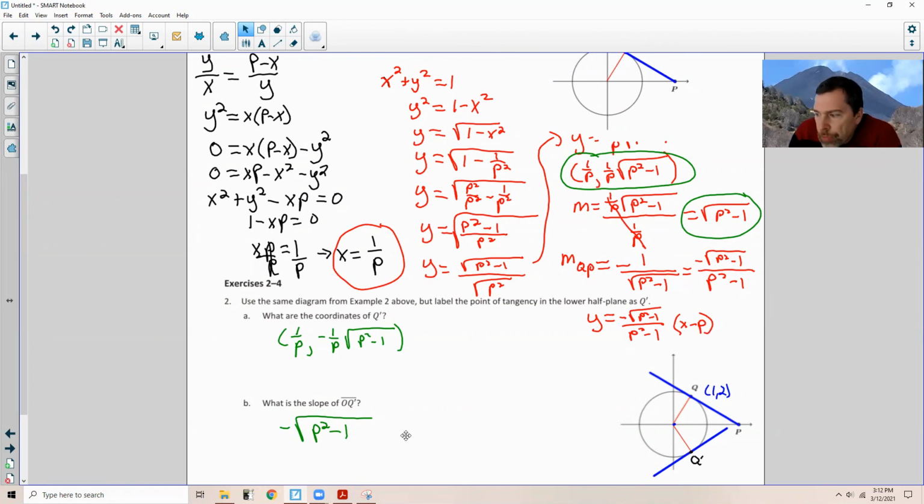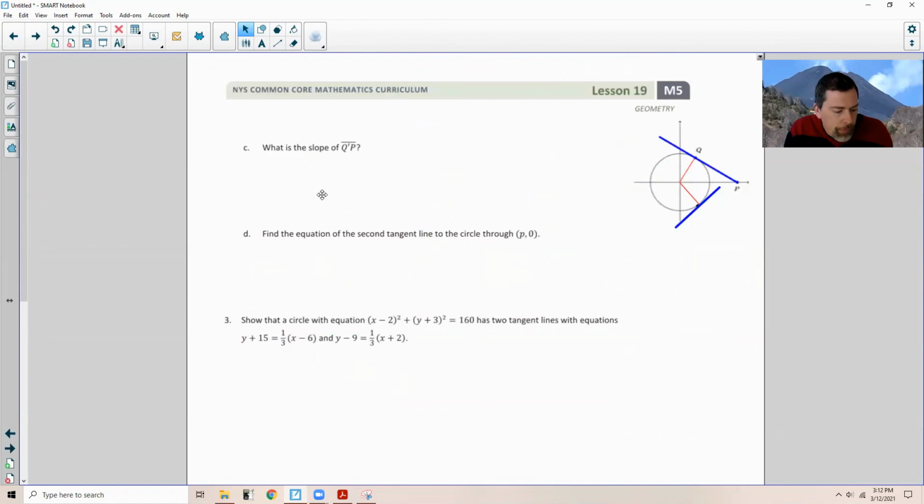Okay, so part C says, what is the slope of q prime p? It would be the negative of this. So I'm going to copy this over, but I'm going to get rid of the negative sign. So it's going to be the square root of p squared minus 1 divided by p squared minus 1. And that doesn't really look like a 2 now that I look at it again, but that's a 2. All right, so there it is. It's just the opposite of this slope here.